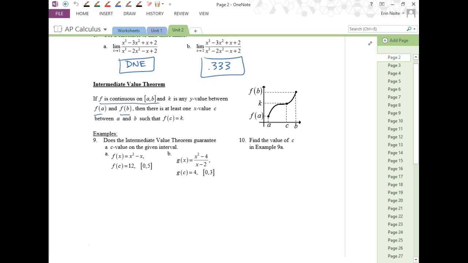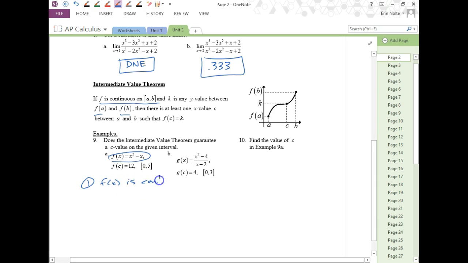Okay, so you ready to do A? The first thing I'm going to do is decide whether or not my given function is continuous between 0 and 5. So is x squared minus x continuous? In fact, it is always continuous. So we can say f of x is continuous on the interval 0 to 5. If there was a point of discontinuity in that spot, I can't use this theorem and I would just be up a creek.